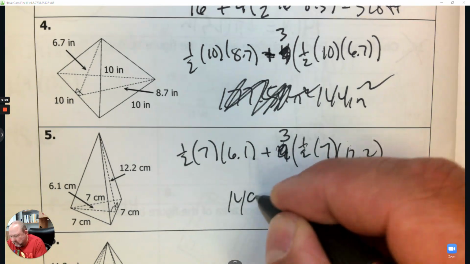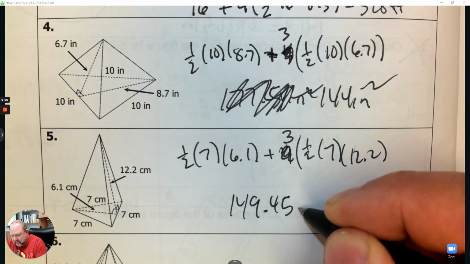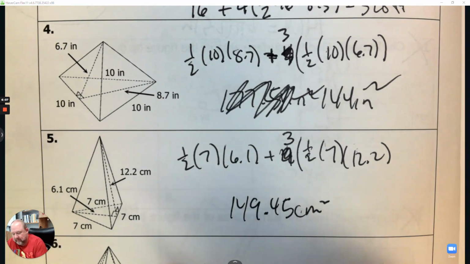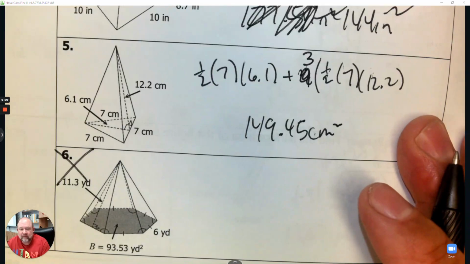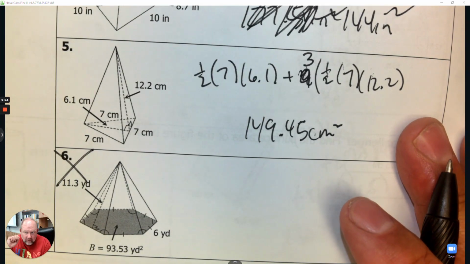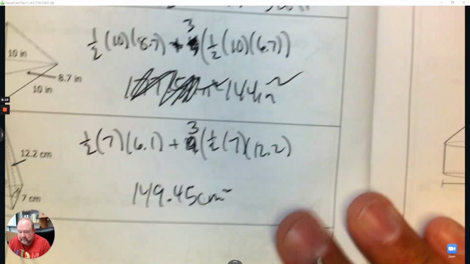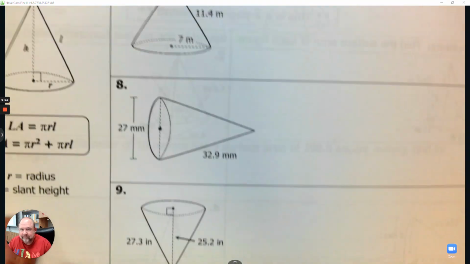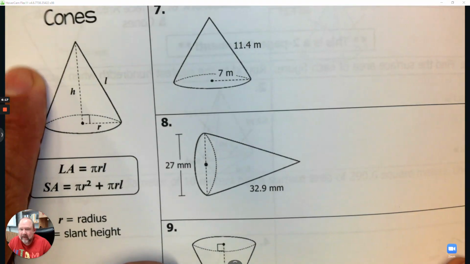I think it's right, 149.45, and that's centimeters squared. We're not going to do number 6, just in case you don't know. That's a hexagonal base. We're not doing it. All right. Next shape. Cone has its own formula.